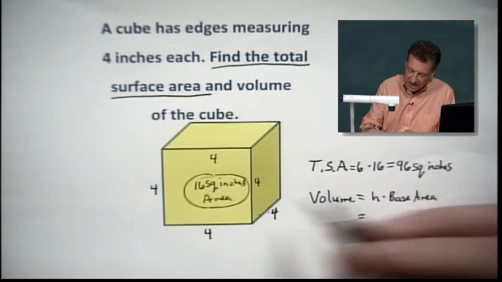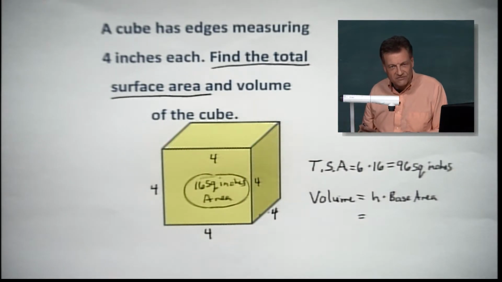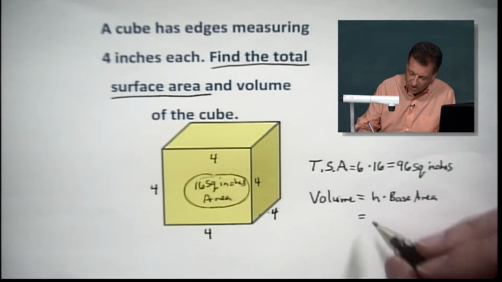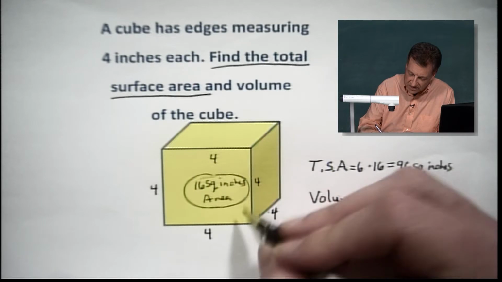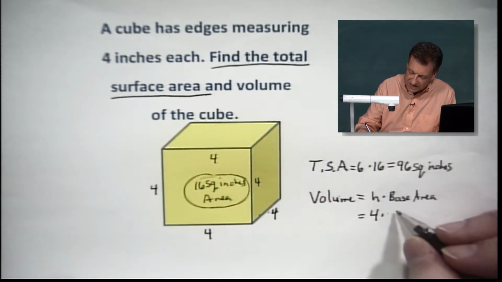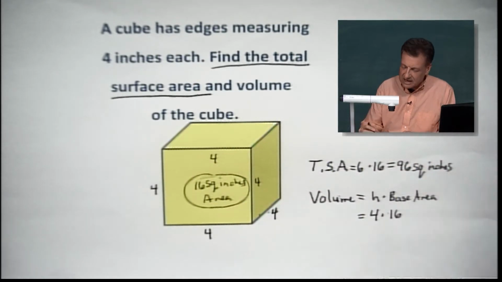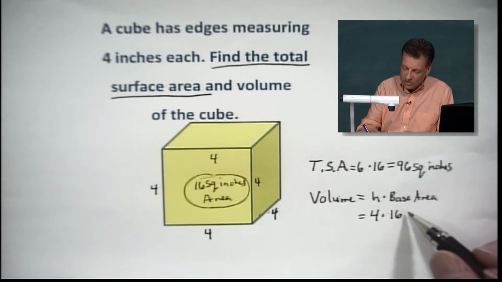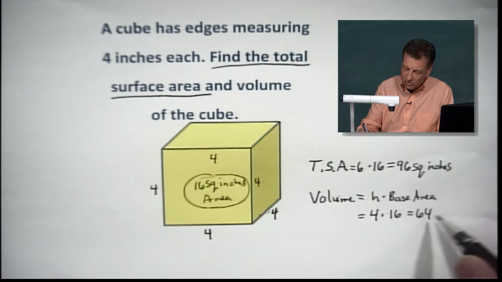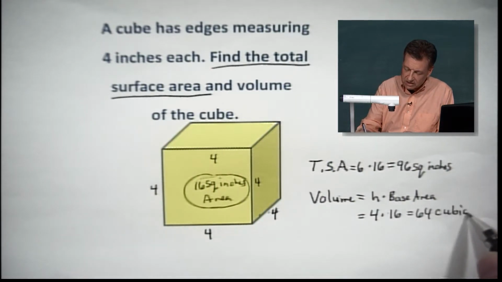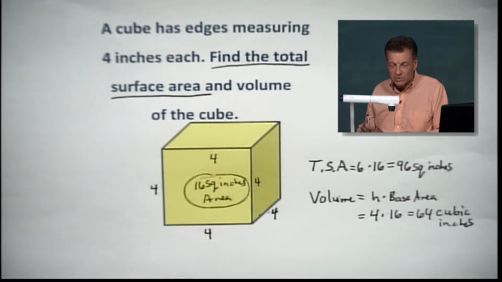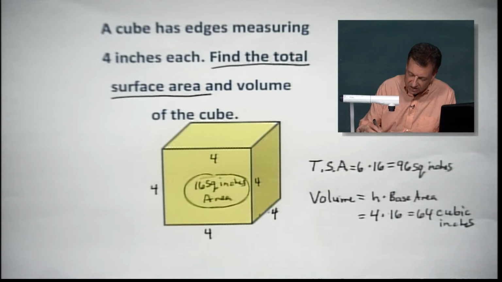So it looks to me like, uh-oh, height's not 6, is it? No, it's 4 this time. So the height is 4. In other words, all these dimensions are 4 times 16. Now remember, we have 64, but these are cubic inches.